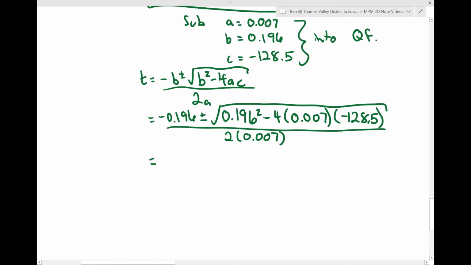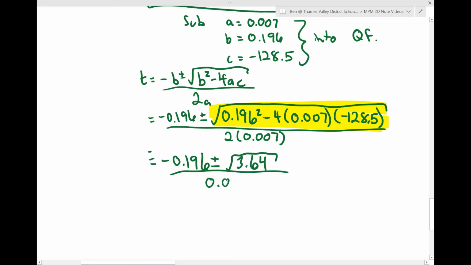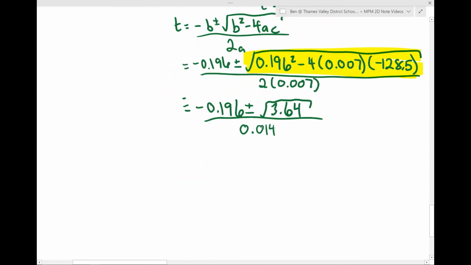That's great. Now we can start simplifying it. We can use our calculator here if needed. We're working with negative 0.196, and then I'd like you to try it in your calculator, please. You're going to practice it all right here. We'll substitute that into our calculator. If you do that, you should get the square root of 3.64. That's approximate, so we'll put a dot above our equal sign. All divided by 0.014.